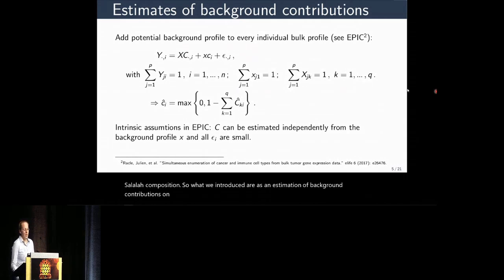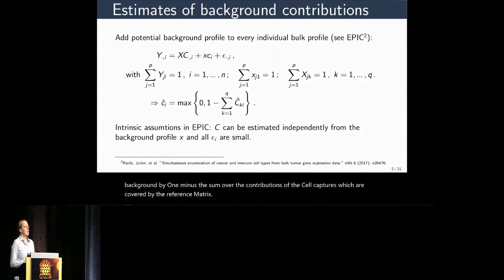Here we go to the work of Racle, who introduced the program EPIC, and we use this notation. He said, okay, my bulk profile is now the reference profile times the contributions, plus a contribution from a potential hidden background. X, small x, is a reference profile, and the small c is the cellular contribution, plus an error. So we can rewrite this, so that we estimate the contribution from the hidden background as 1 minus the sum over the contributions of the cell types which are covered by the reference matrix.